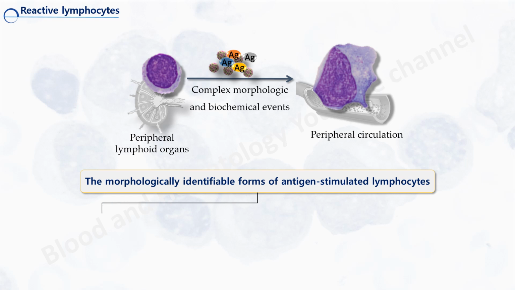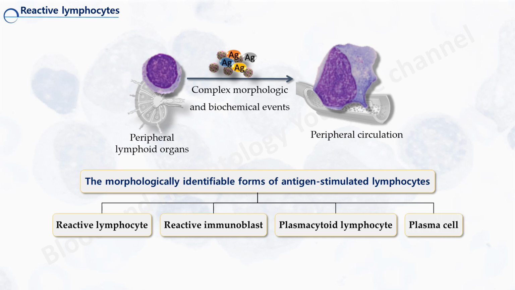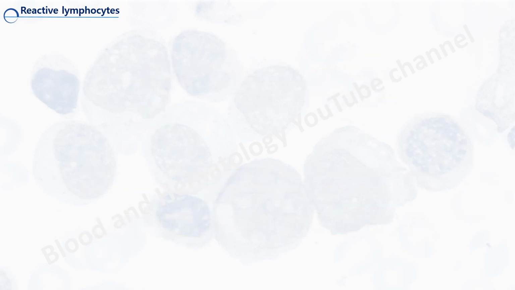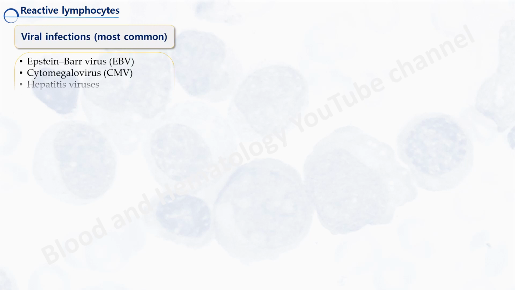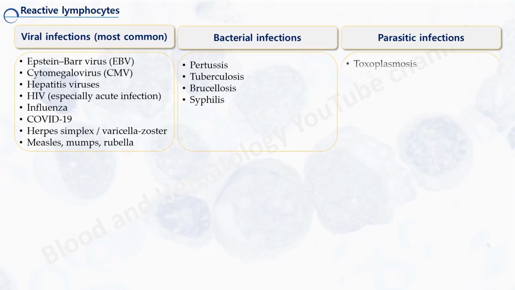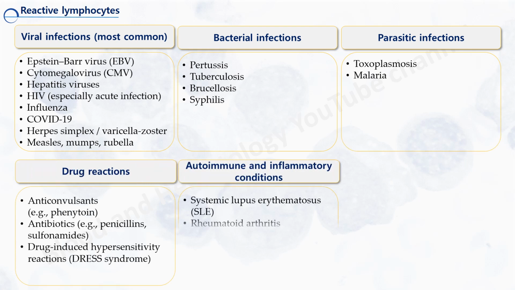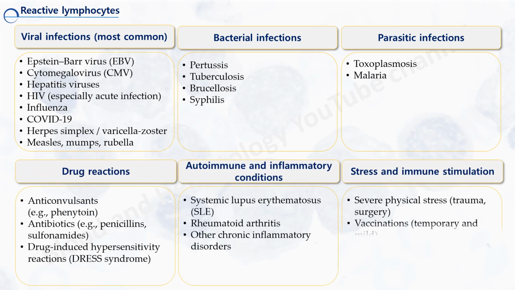The morphologically identifiable forms of antigen-stimulated lymphocytes include the reactive lymphocyte, reactive immunoblast, plasmacytoid lymphocyte, and plasma cell. Reactive lymphocytes are usually associated with viral, bacterial, and parasitic infections, drug reactions, autoimmune and inflammatory conditions, and stress and immune stimulation.